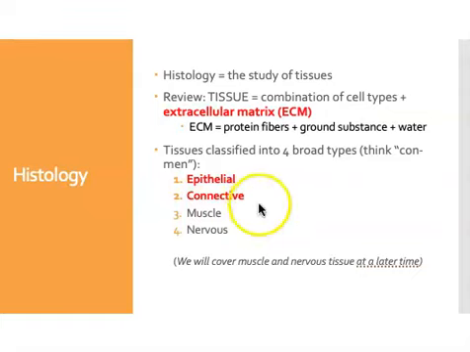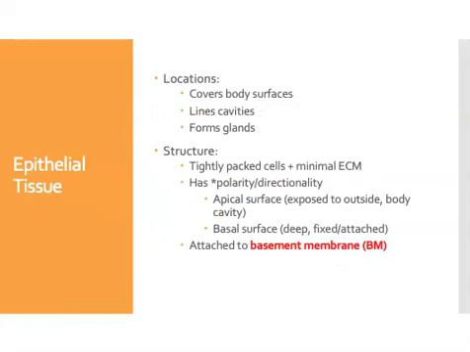Now you'll notice that tissue types 1 and 2 have been highlighted in red here because these are the 2 types of tissue we're going to talk about today. We will be talking about muscle tissue and nervous tissue in detail, just a little bit later in the course. So let's begin by talking about epithelial tissue.